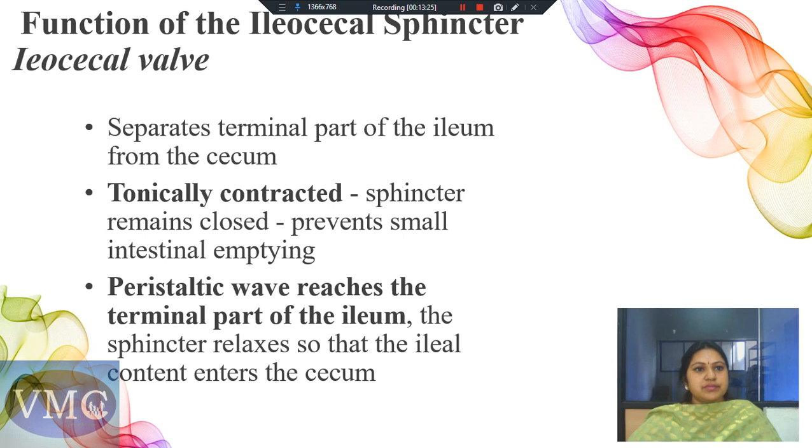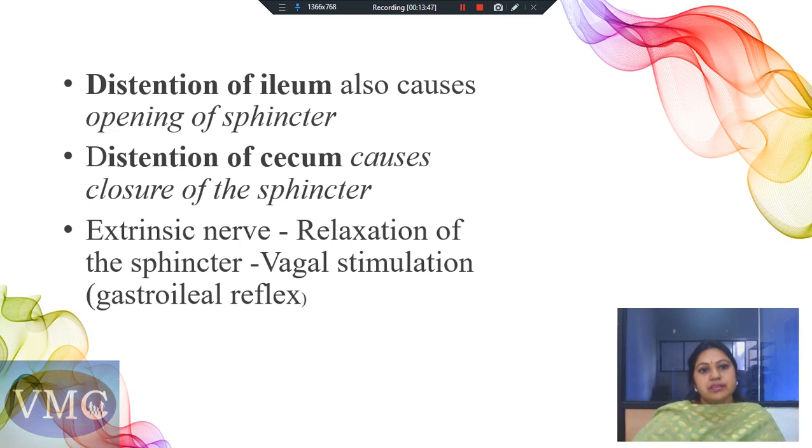Last but not the least, we will look into the functions of the ileocecal sphincter or the ileocecal valve. This is the valve which separates the terminal part of the ileum from the cecum. It is normally tonically contracted. The sphincter remains closed and prevents small intestinal emptying. When the peristaltic wave reaches the terminal part of the ileum, the sphincter relaxes so that the ileal contents enter into the cecum. So distension of the ileum causes opening of the sphincter, and distension of the cecum causes closure of the sphincter. This sphincter is influenced by extrinsic nerves. Relaxation of the sphincter is by vagal stimulation, which is the basis for the gastroileal reflex.